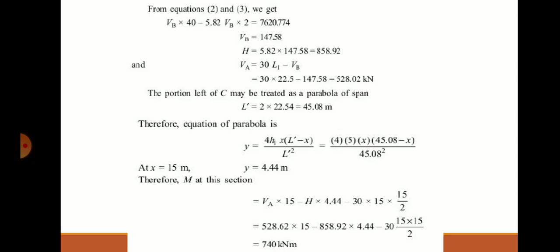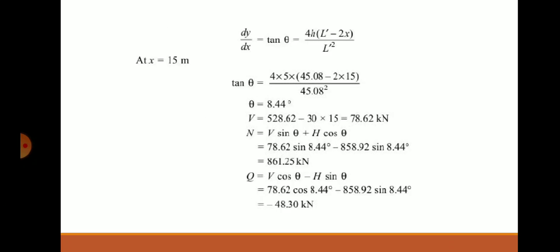Next, for the moment at this section, we are considering only the left half side, which is found to be in equilibrium, then V A into 15, H and the loading: vertical force, support reaction, horizontal force and the loading. Then using the similar relations, you are going to find out theta, vertical shear, normal thrust and radial shear.